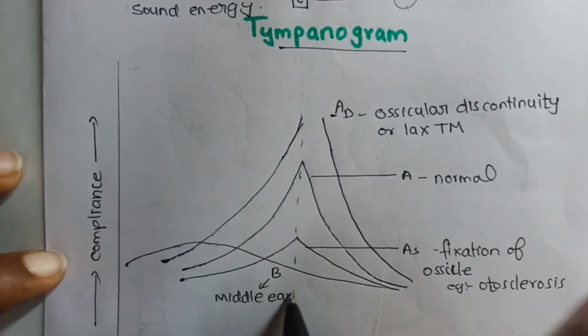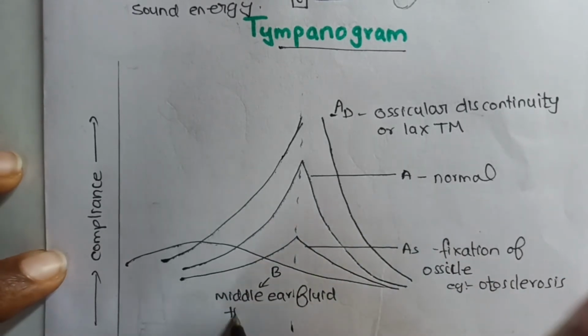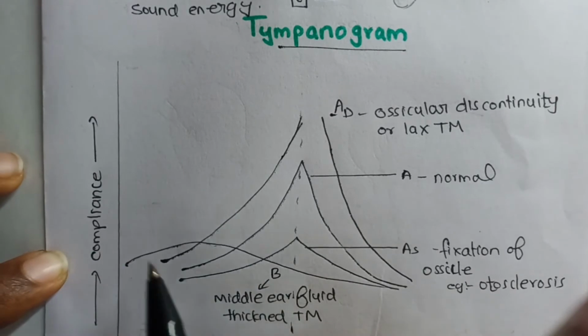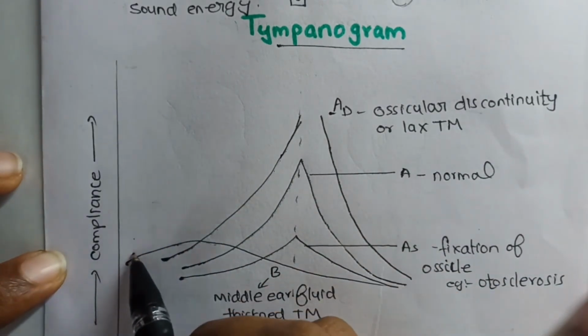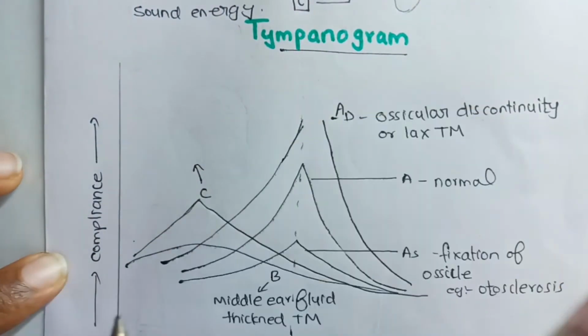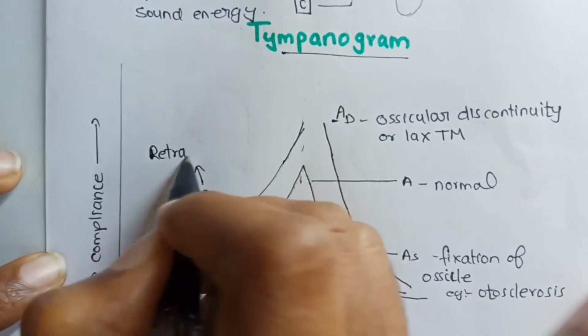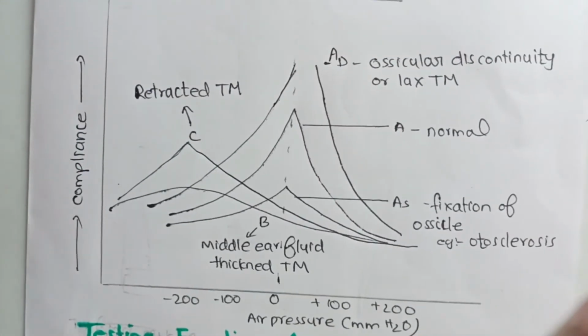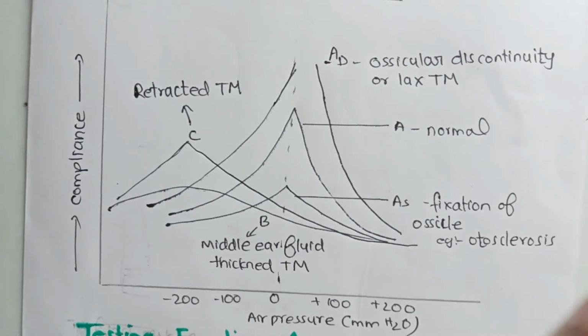Another graph which is comparatively flat. Now B can be due to any middle ear fluid, or it can be due to thickening of the tympanic membrane. So the compliance does not change much in this graph. Now next graph C. Note that the peak was obtained at a negative pressure. So this is seen in a retracted tympanic membrane. So these are a few of the abnormal tympanograms.